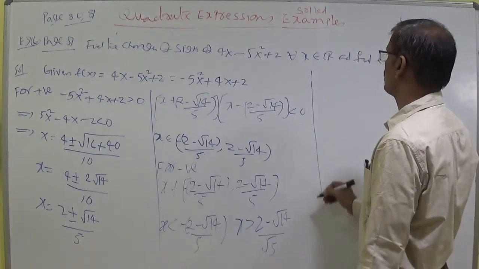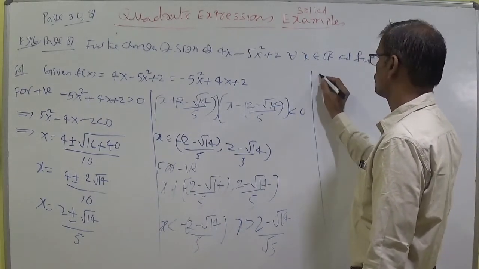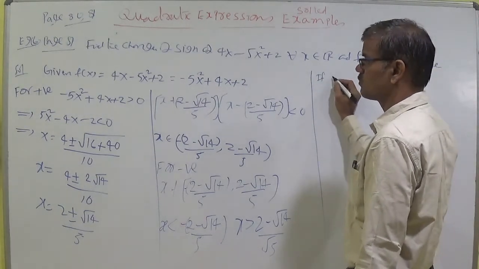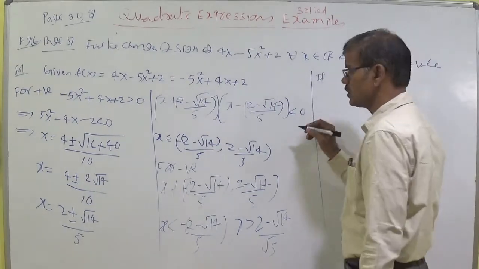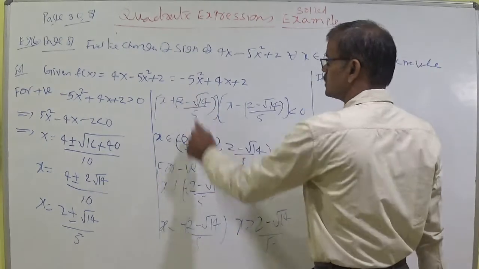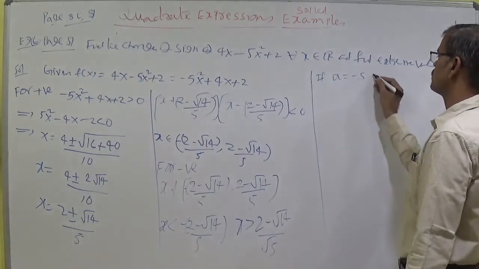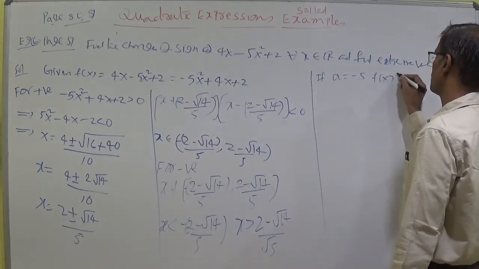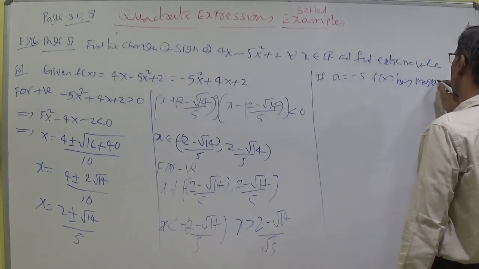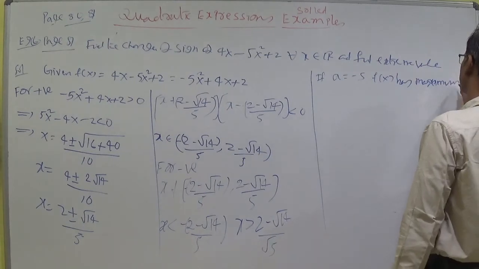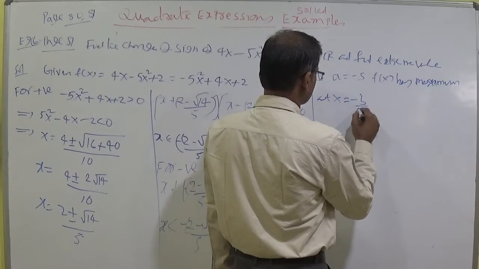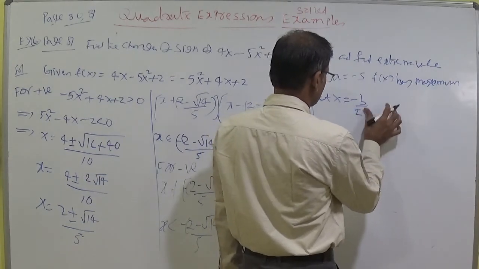Next he is asking about the extreme value also. What is the value of the coefficient here? Given a is equal to minus 5. Whenever a is less than 0, f of x has a maximum, because a less than 0 means the function is maximum at x is equal to minus b by 2a.